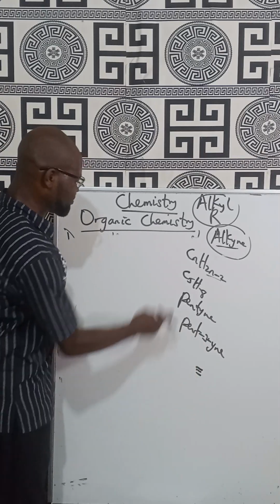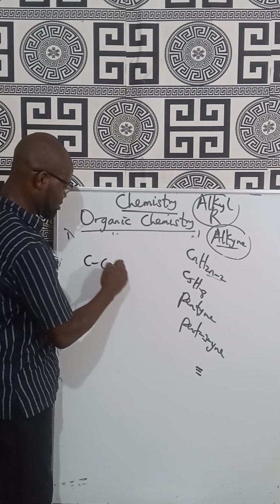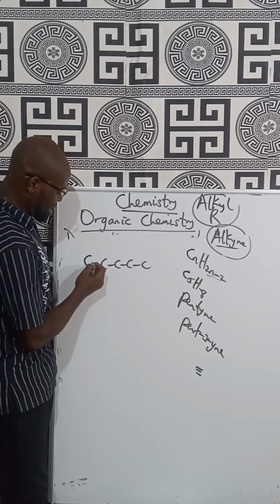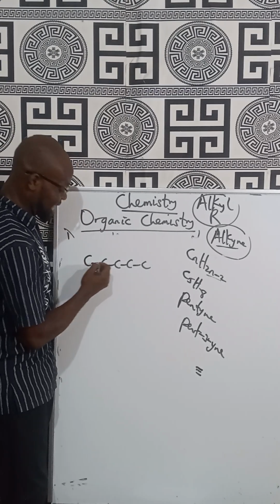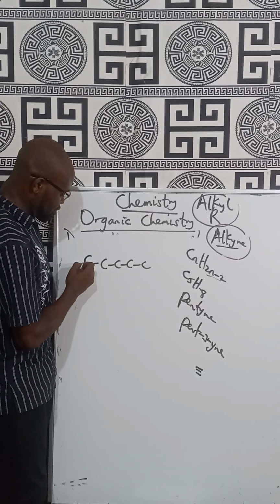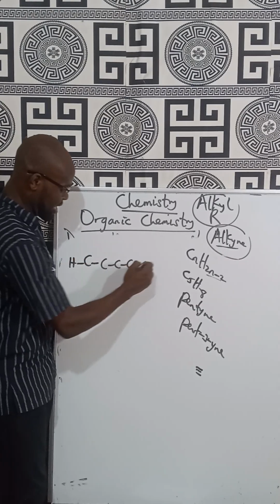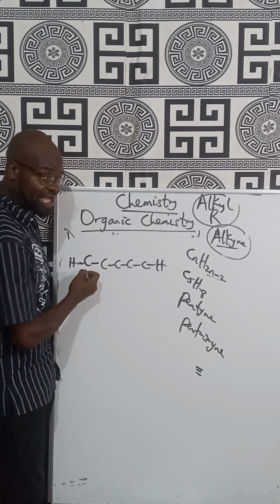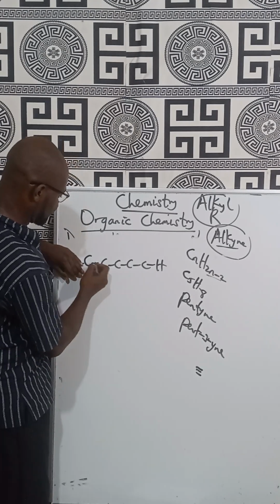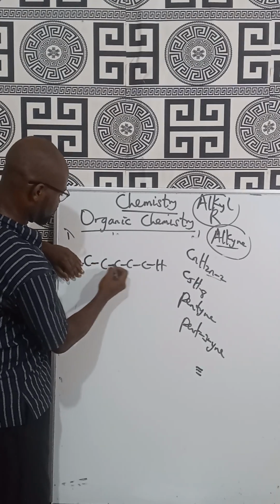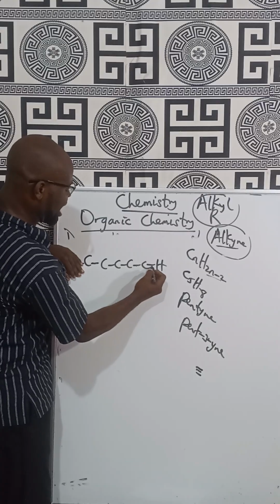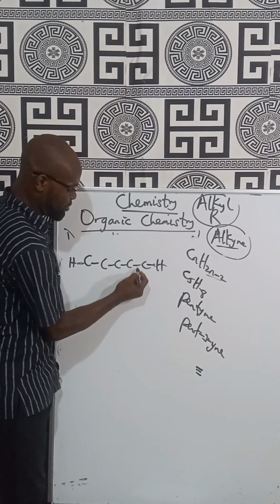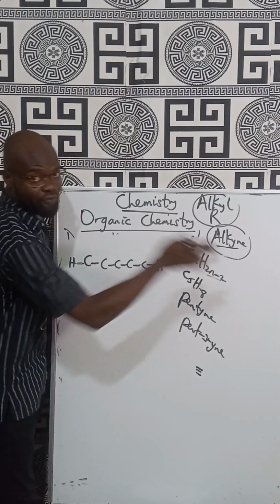So let's draw the structure. C5: 1, 2, 3, 4, 5. For pent-3-yne, you count the bond between C and C. Normally H should end here and here. When you are counting your bonds, you don't count the bond between C and H. You have to start the bond count from C and C. So 1, 2, 3, 4. If you are counting from the back also, you don't count the one between C and H. You have to count from here. So let me start from the front.